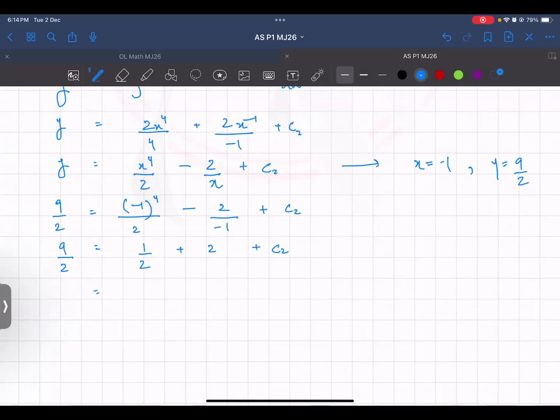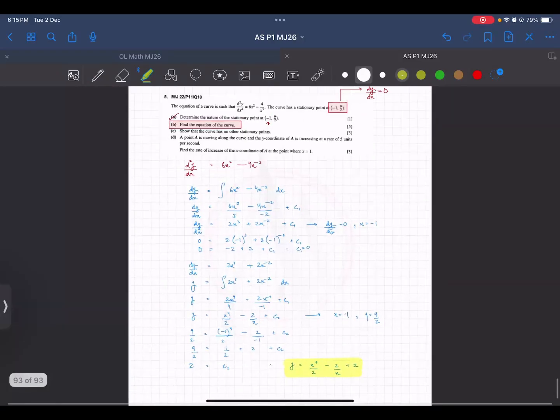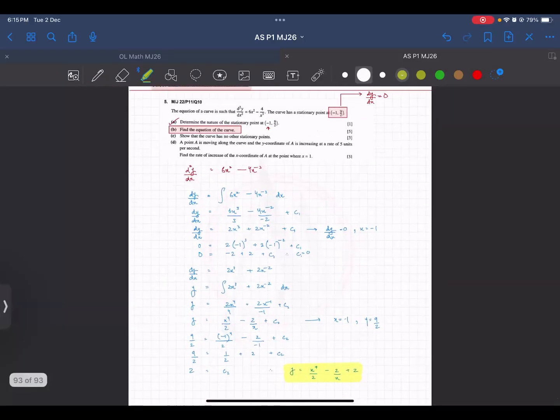9 upon 2 minus 1 upon 2 is 8 upon 2, which is 4. 4 minus 2 is 2. So c2 is 2. This means your original function is x to the 4 upon 2 minus 2 upon x plus 2. This is the answer. 5 marks.